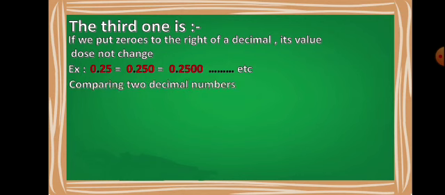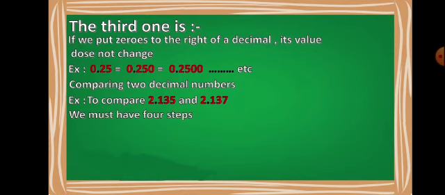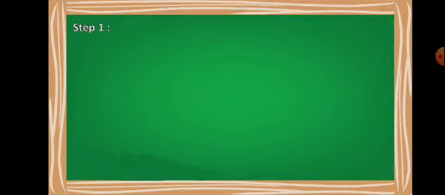Comparing two decimal numbers. When we compare decimal numbers, we must follow four steps. For example, to compare 2.135 and 2.137, we must have 4 steps. The first one: compare the whole numbers.